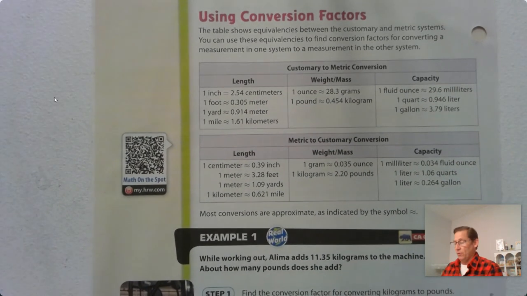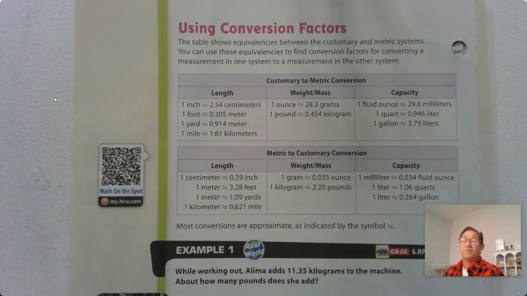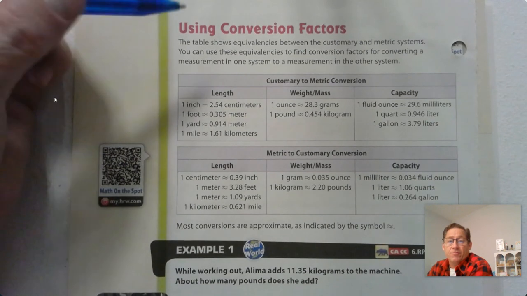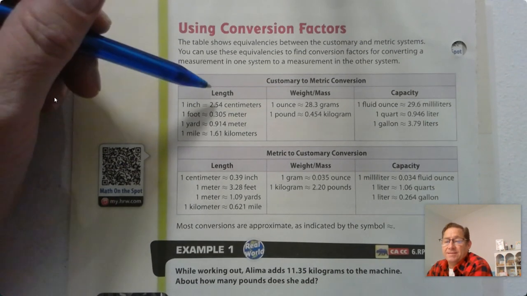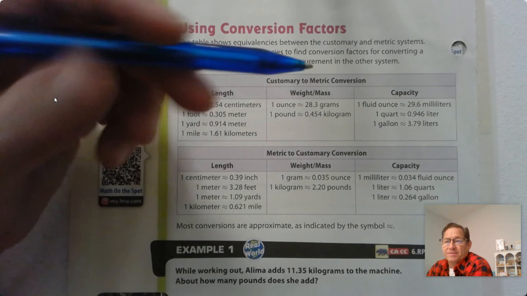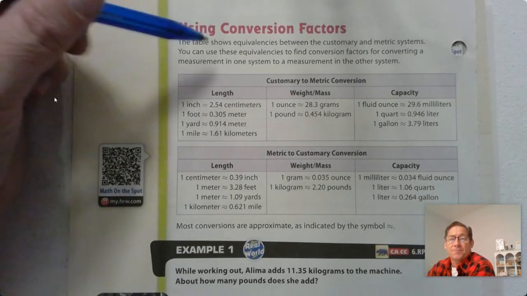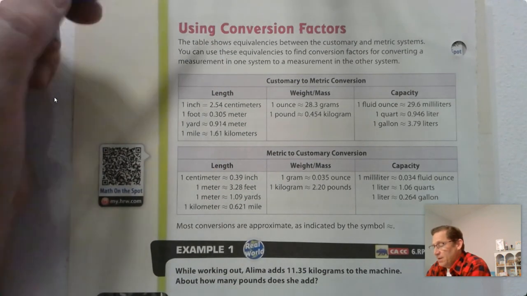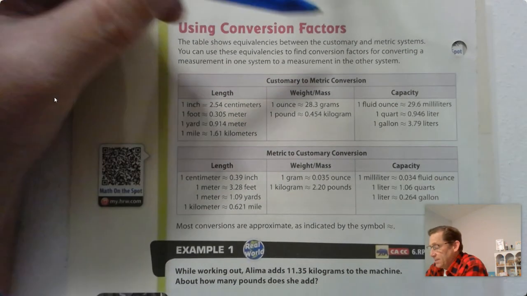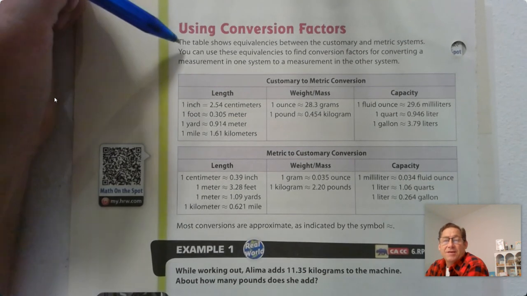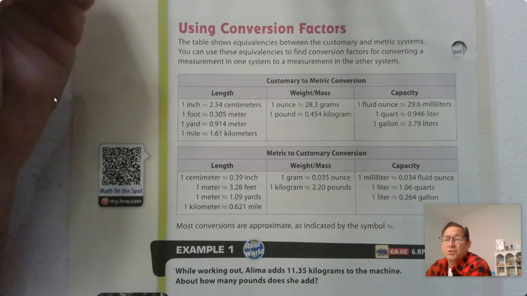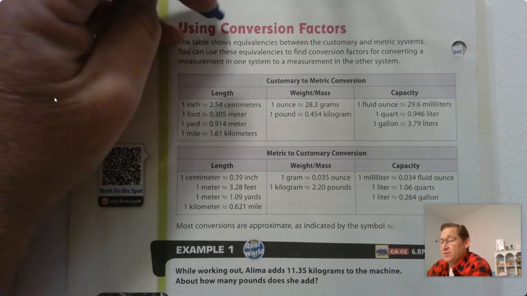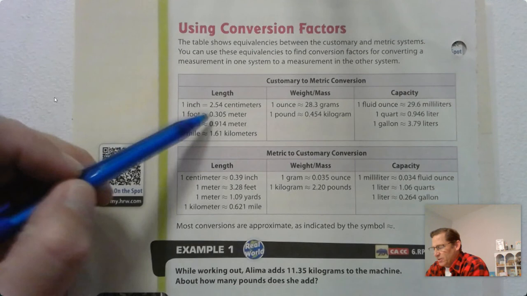All right, so on 194, you're introduced to the conversion factors. And this table is a very valuable table for you. I'm not saying you have to memorize this table because it is something that you can look up. Why memorize it? But we do need to know how to use the conversion factors. So this table shows the equivalencies between the customary and metric systems. And you can use these equivalencies to find conversion factors for converting a measurement in one system to a measurement in the other system.